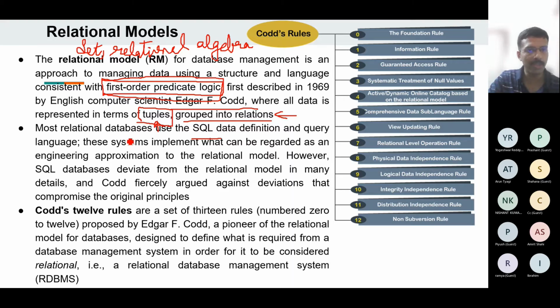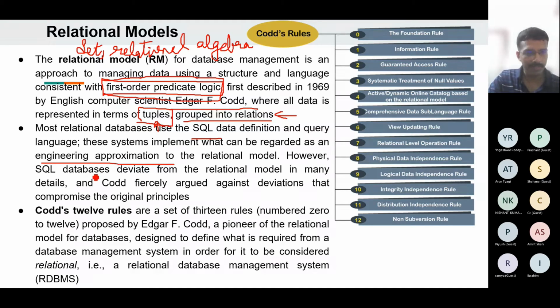These SQL based systems are not 100% relational models. They are an engineering approximation. They use some other features and do not implement some features which are there in the relational model. So we'll just see from a theoretical perspective what all things are included in a relational model.